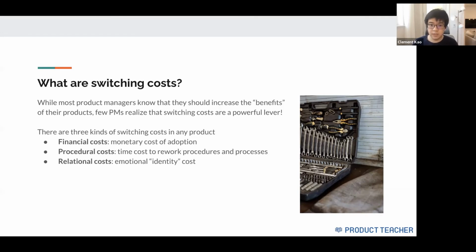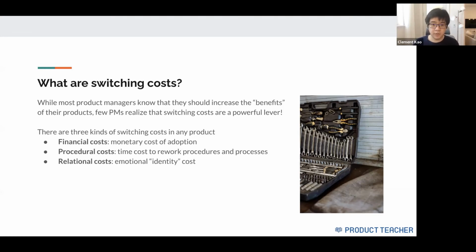So what we can do is we can classify these switching costs into 3 different categories for the purposes of our discussion today. There are financial costs, so that monetary cost of adoption. There are procedural costs, which is the amount of time that you need to use to go ahead and rework your existing procedures, to rework your processes so that you can actually go use that product. And then there are relational costs, that emotional identity cost that you have when you're using this product versus when you switch to another one.